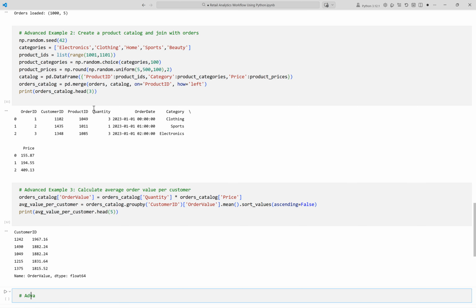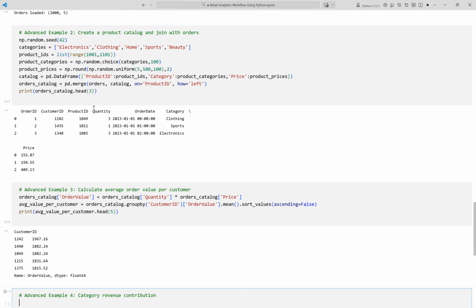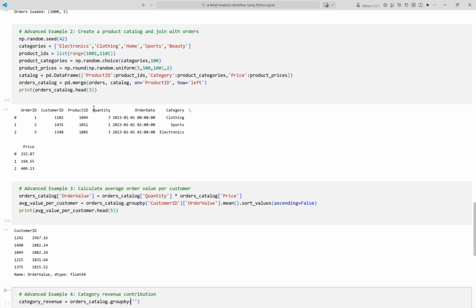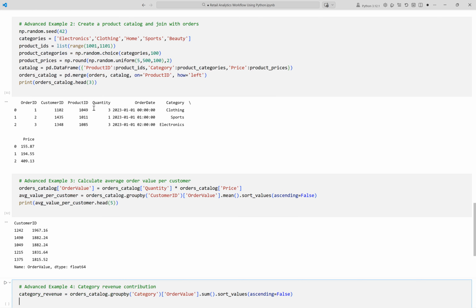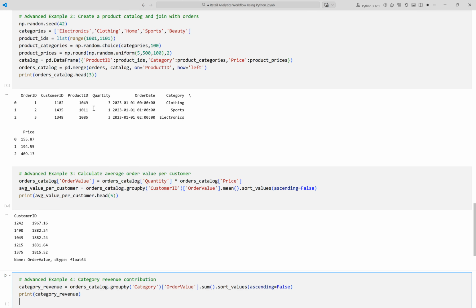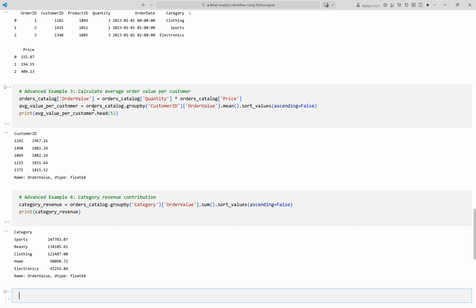Analyzing which product categories earn the most revenue helps guide product line and marketing focus. We group orders by category and sum order values for each. Here is the total revenue per category, sorted from highest to lowest. Running the cell now. This output shows the total revenue generated by each product category, sorted from highest to lowest.